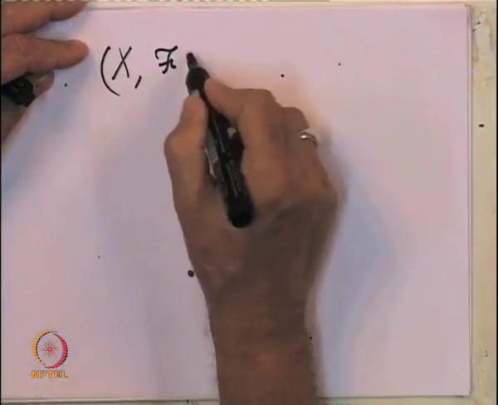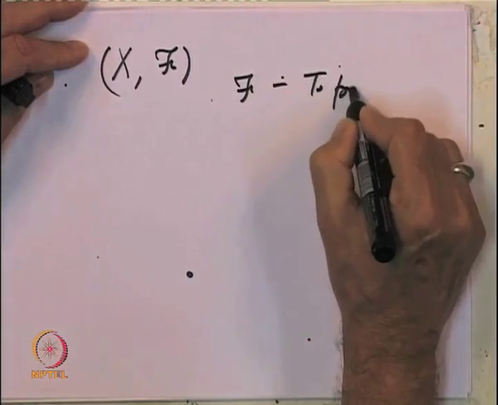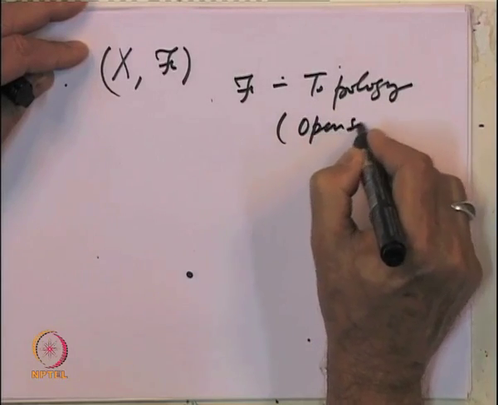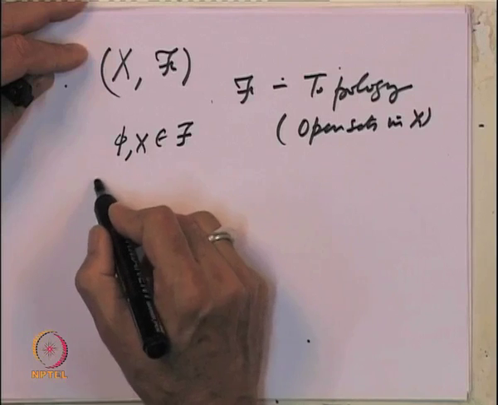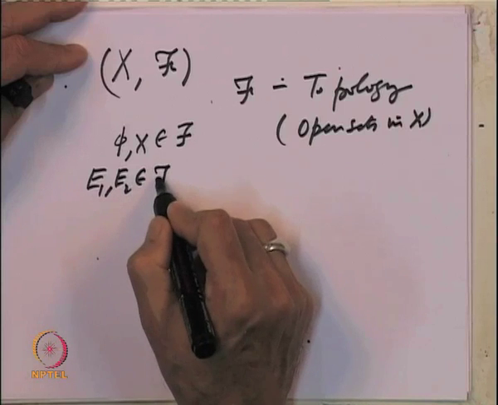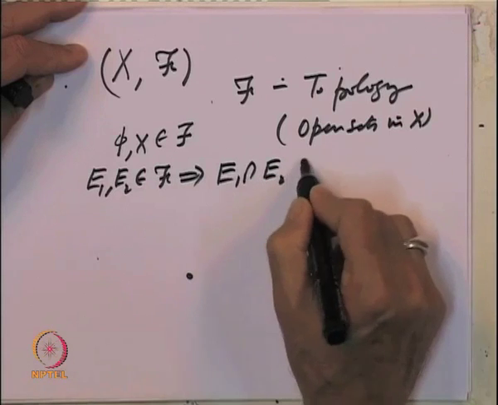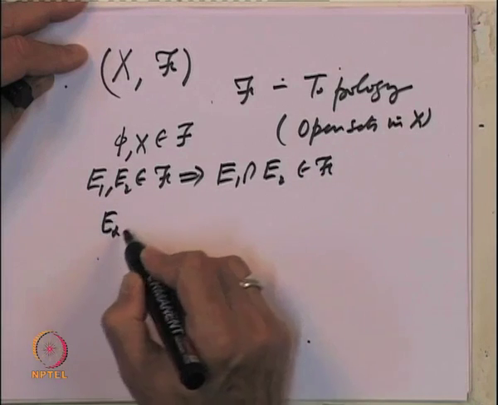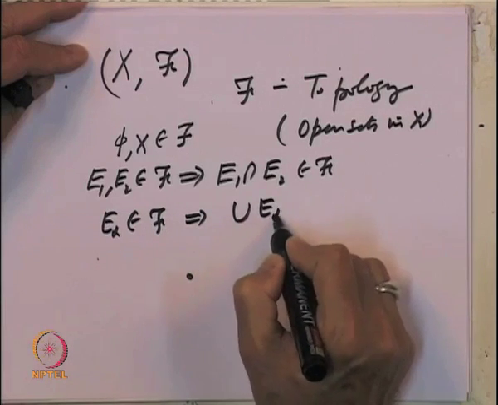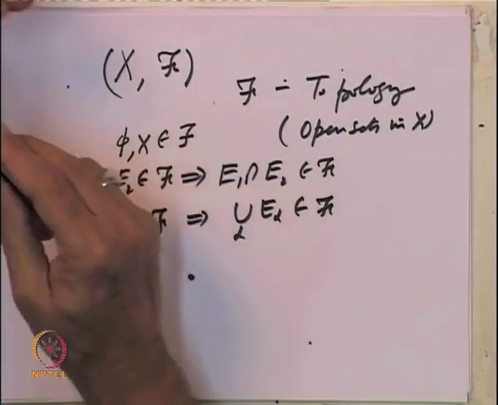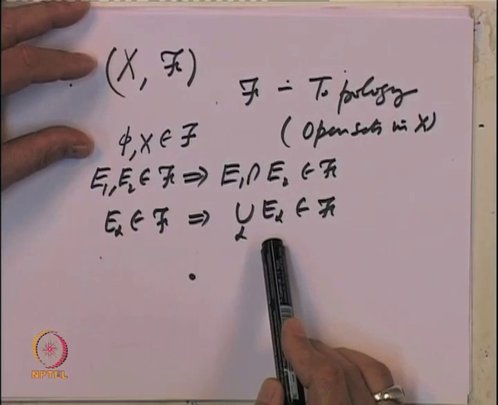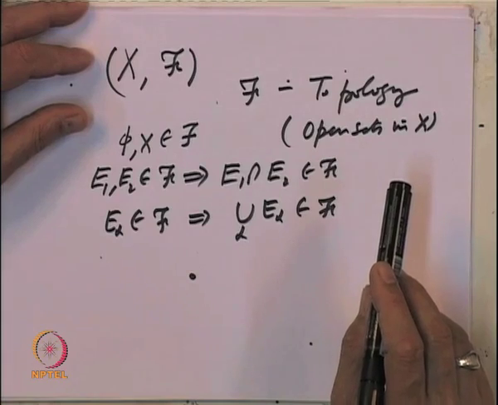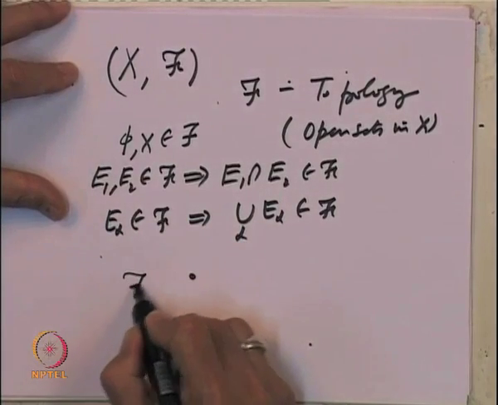A topological space consists of a set X and a collection of subsets of X, which is called tau, called a topology. It is a collection of open sets in X, and this is a collection which has some properties, namely the empty set and the whole space belong to it, and if two sets E 1 and E 2 belong to tau, then E 1 intersection E 2 belongs to tau, and if E alpha is a collection of sets in tau, then the union of E alphas belongs to tau. So, a topology is a collection of subsets of a set X such that the empty set belongs to it, it is closed under finite intersections and closed under arbitrary unions, and such a collection of sets are called open sets.